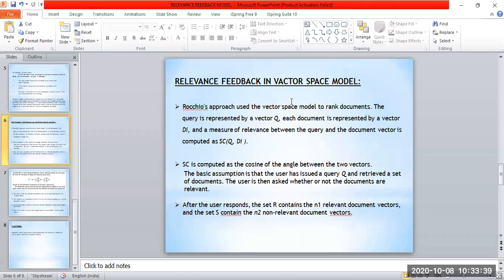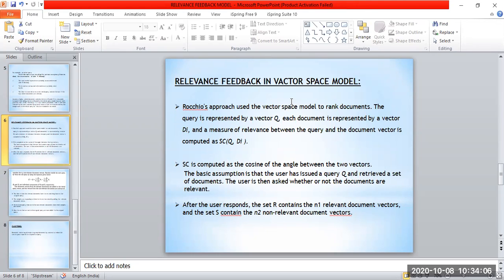The automatic way is without user intervention, by assuming the top 5 documents are relevant, and the remaining documents are non-relevant. But here we are taking the help of the user, and we are deciding whether the document is relevant or not. This is the first step in the relevance feedback model.